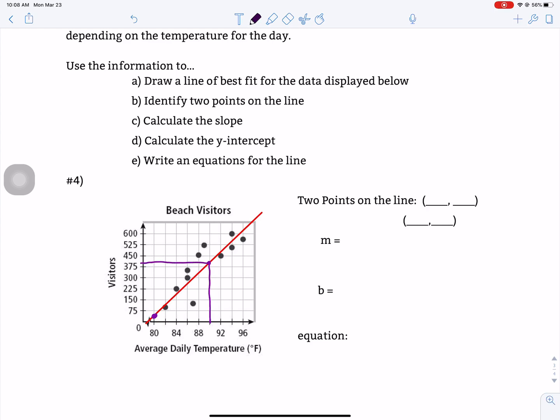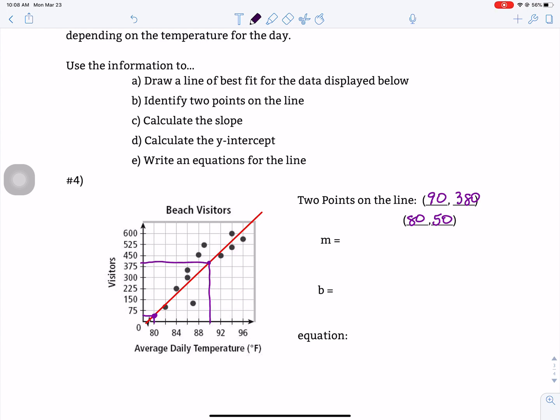So in this case, it's like 90, and that maybe looks like 380-ish. And I'm going to pick another point, and that's 80. I don't want to estimate both my x's and y's. So I'm going to pick an x that I know or a y that I know, and then read off this, which looks to be maybe around 50.